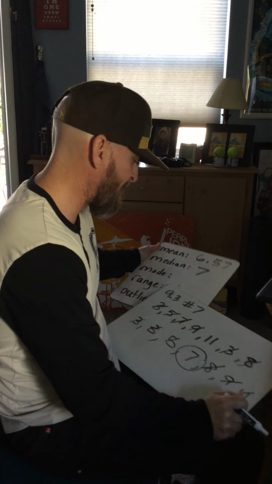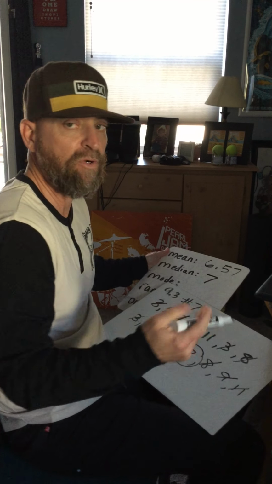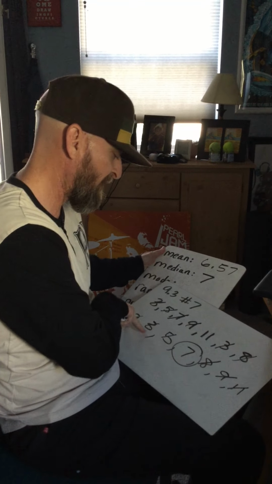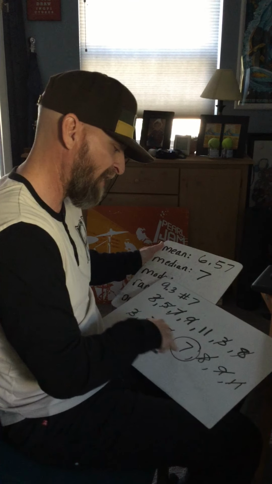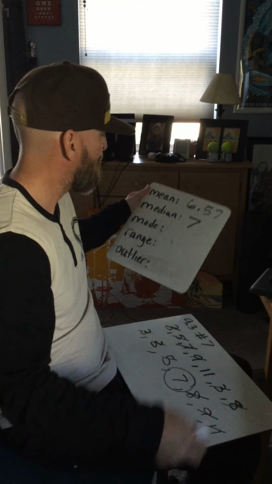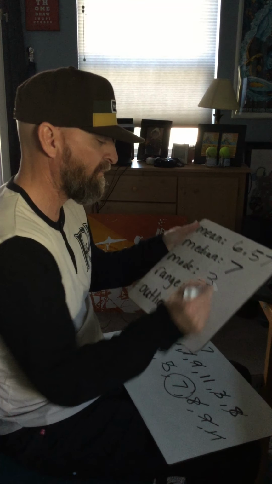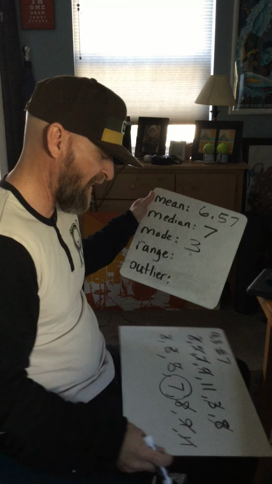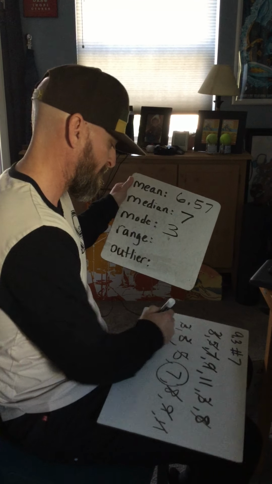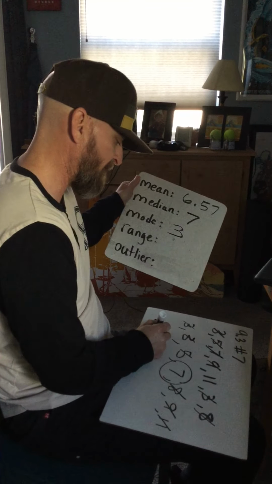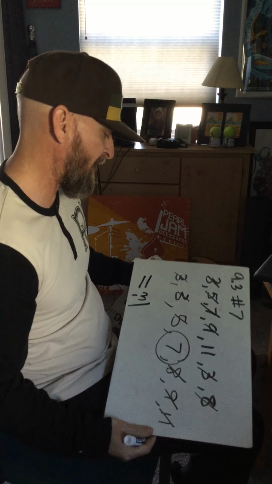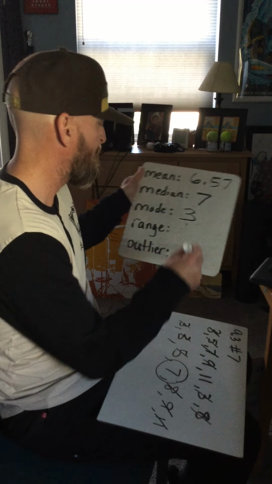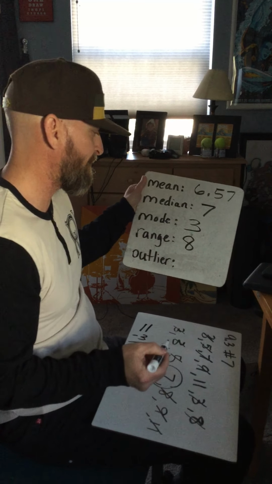Now when I'm looking at the data for the mode, the mode was the most. So if I'm looking at this, I see that 3 happened twice and everything else happened once. So that tells me my mode is 3. For the range, I'm going to take the biggest number and subtract the smallest number. And 11 minus 3, that's an 8. So my range is 8.